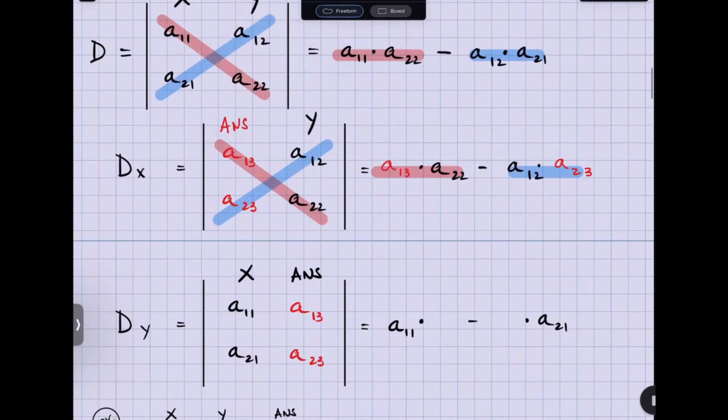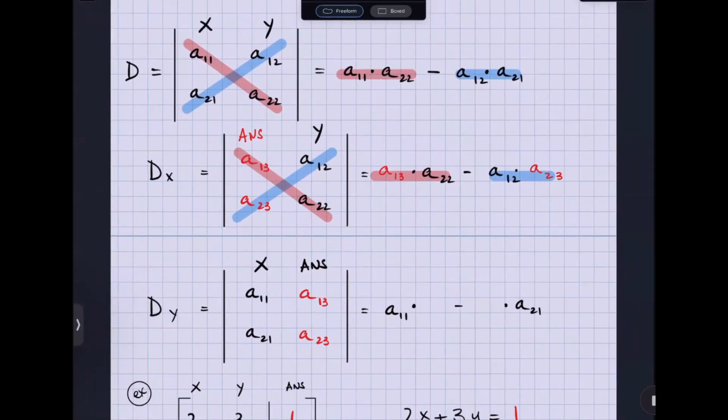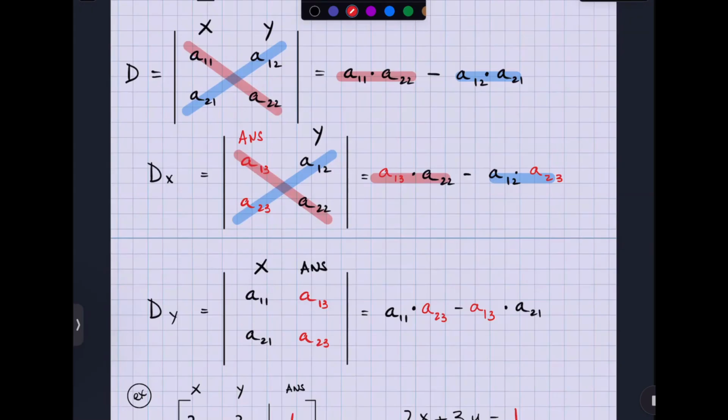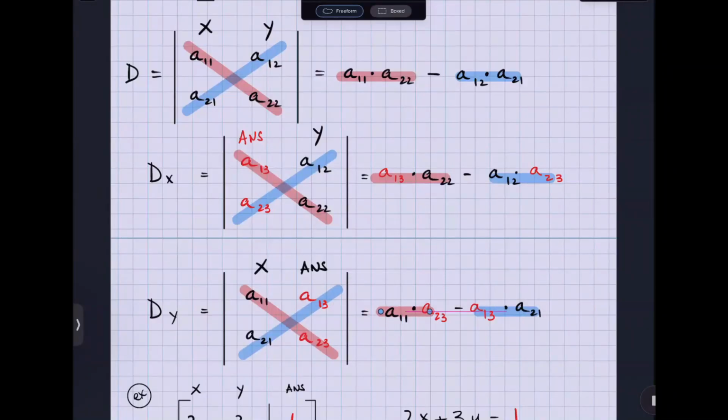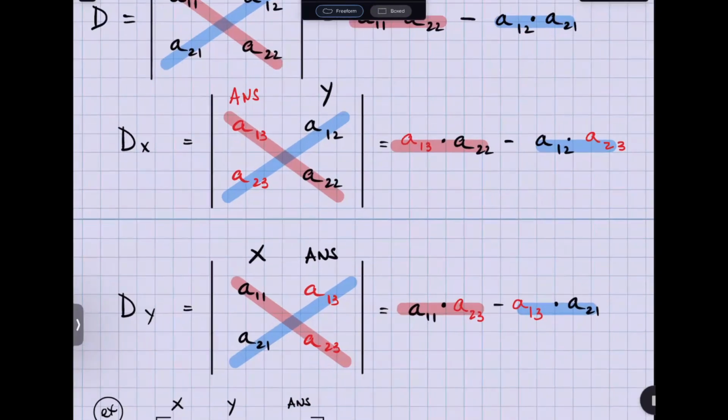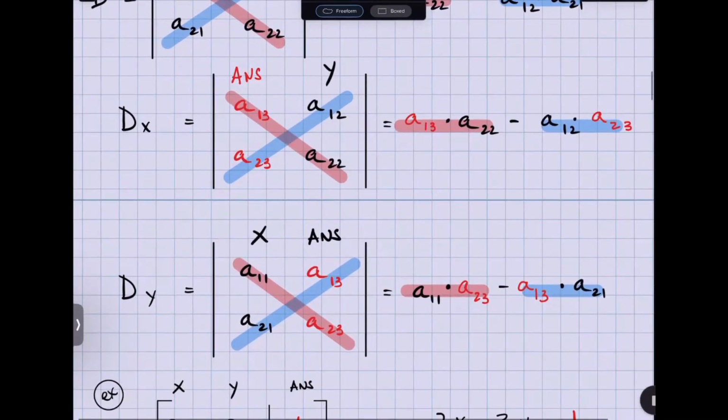Let me give you guys some time to copy here because I know some of you are still copying. Let me finish writing and then you guys can. So A23 here, A13 here. You guys have a couple minutes there to copy.